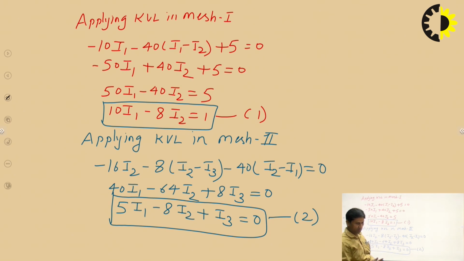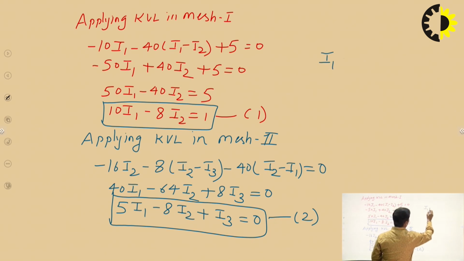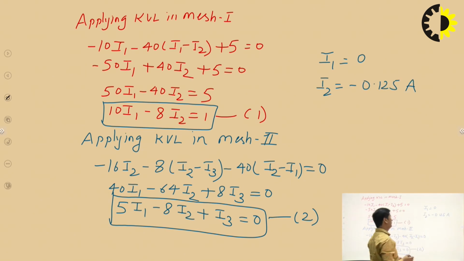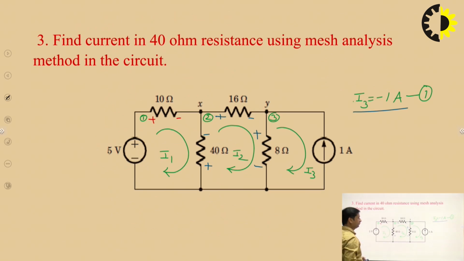You can write down i1 is equal to, when we solve this, we will get i1 must be equal to 0. i2 is equal to minus 0.125 ampere. This is our i1 and i2, and i3 we have already calculated.